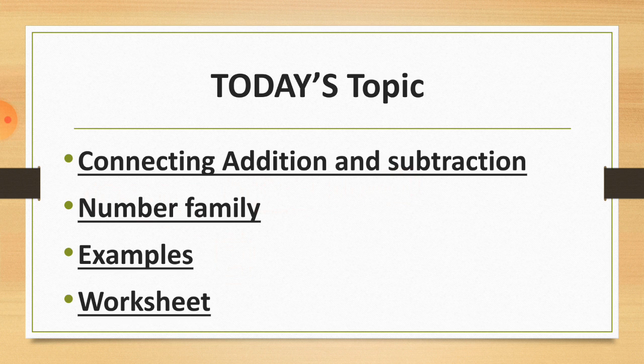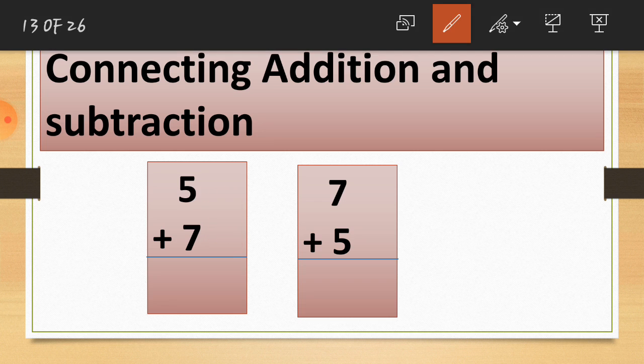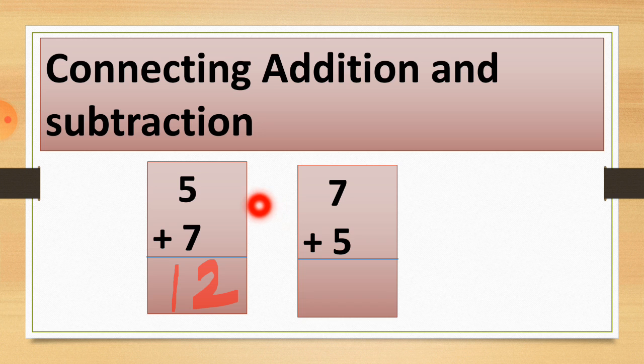Which connection is there between addition and subtraction? Let's see, students, this topic. See, students, here is our today's topic, which is connecting addition and subtraction. So how are addition and subtraction connected to each other? Let's see. Here is 5 plus 7. So how much is it? 5 plus 7, just count it, students. Yes, 5 plus 7 is equal to 12. So here I write the answer. 5 plus 7 is equal to 12.